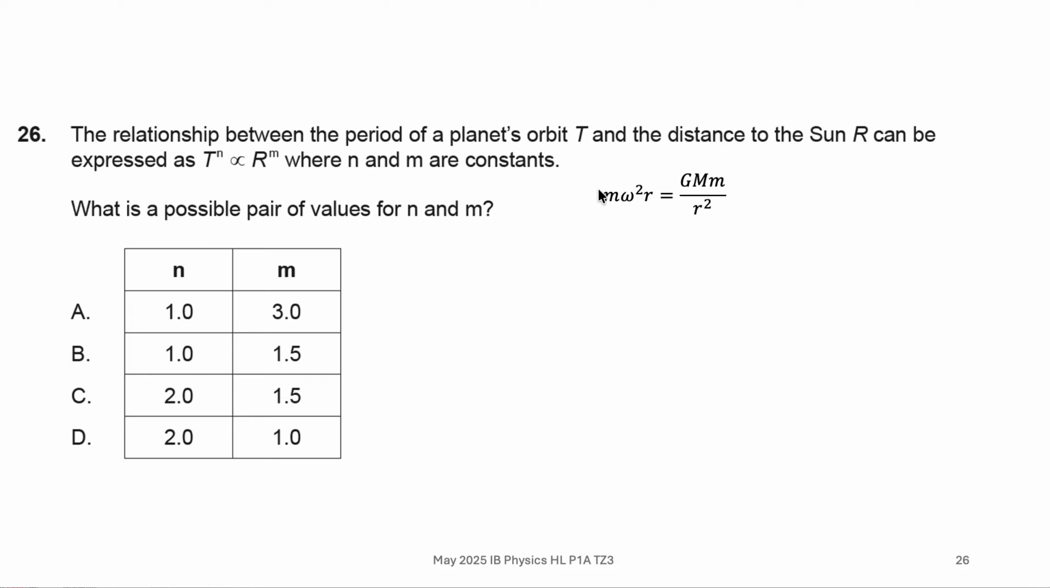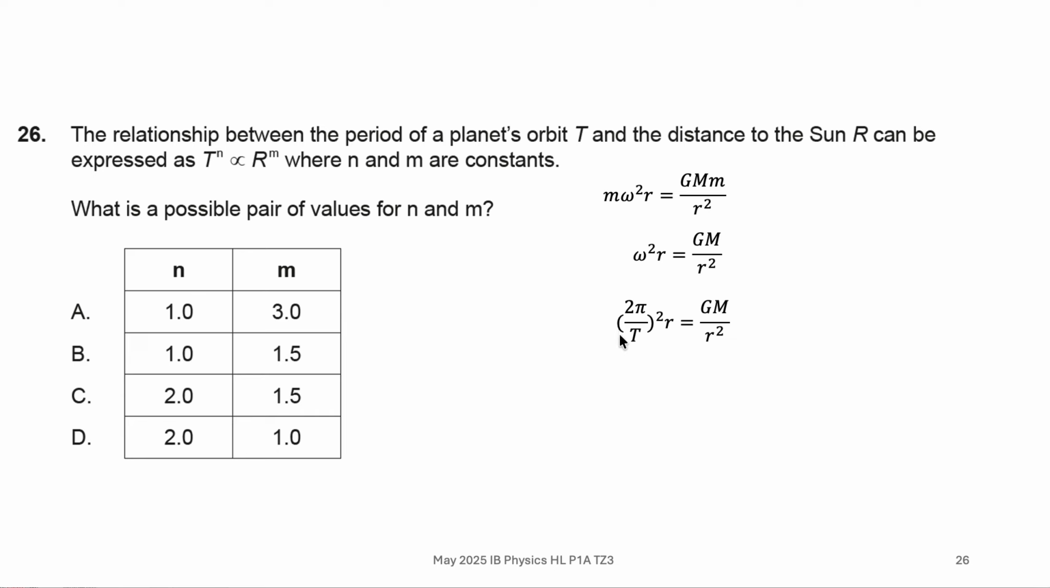Now I've written the centripetal force in this version: m omega squared r. There's another equation, mv squared over r. Both are relevant. However, I think this one's easier for the manipulation I'm going to do here. We're going to work through this to try and get a relationship between t and r. Firstly, we're going to cancel the m's because they are multiplying on both sides.